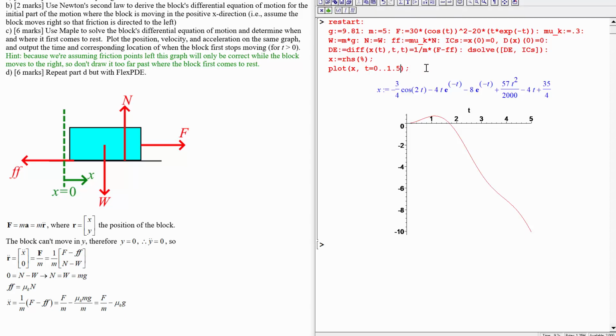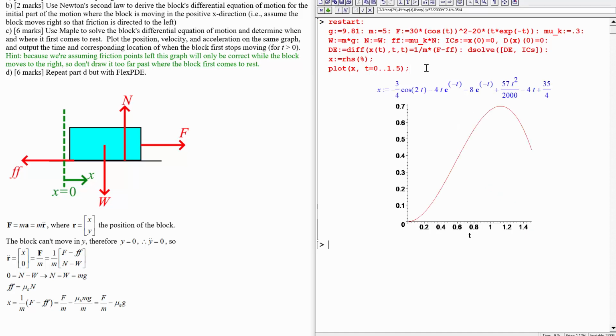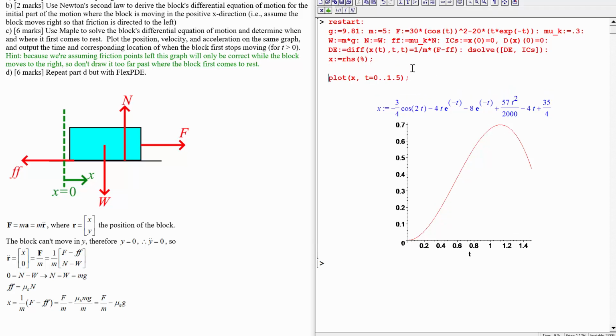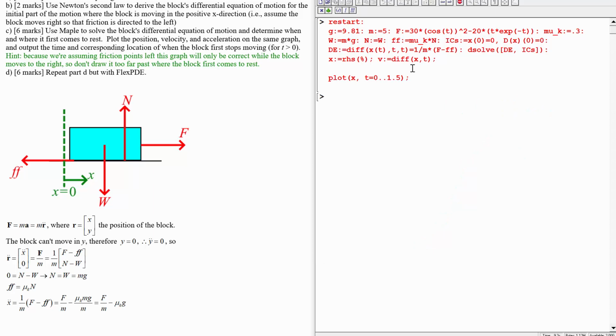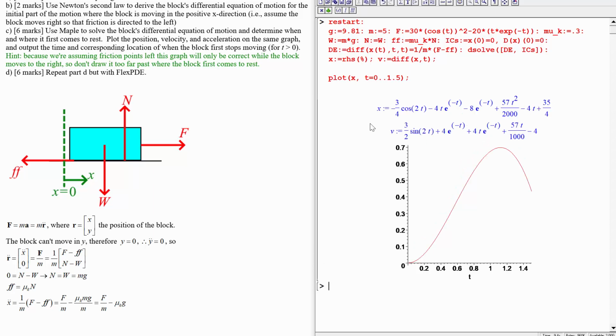Okay, so let's change the range to something like 1.5 for now. And you see that's too much. You could zoom in and try and figure out exactly where this spot is, but we can do better. We can define the velocity as the derivative of x with respect to time, and then look at that instead, or maybe even in addition.